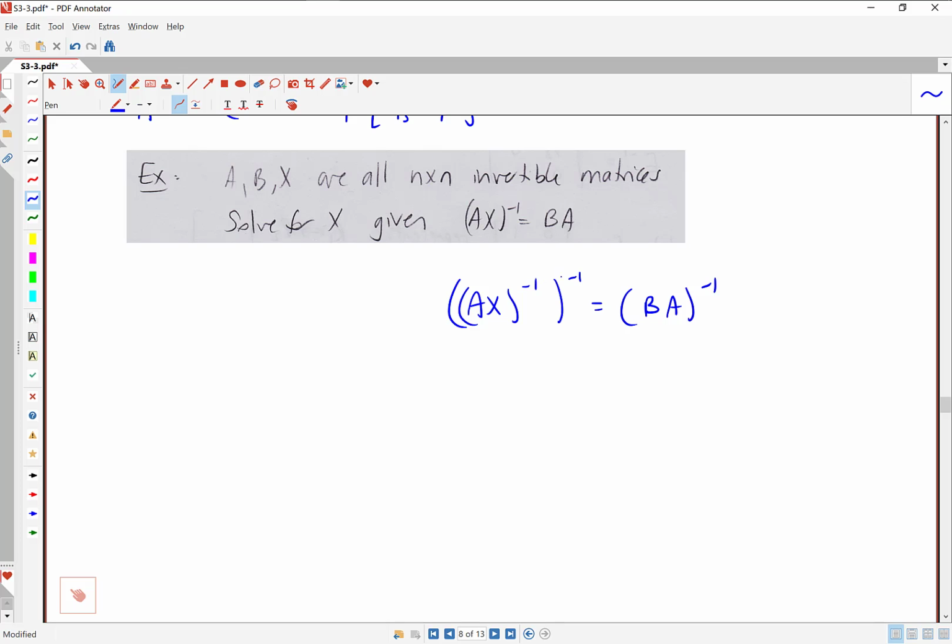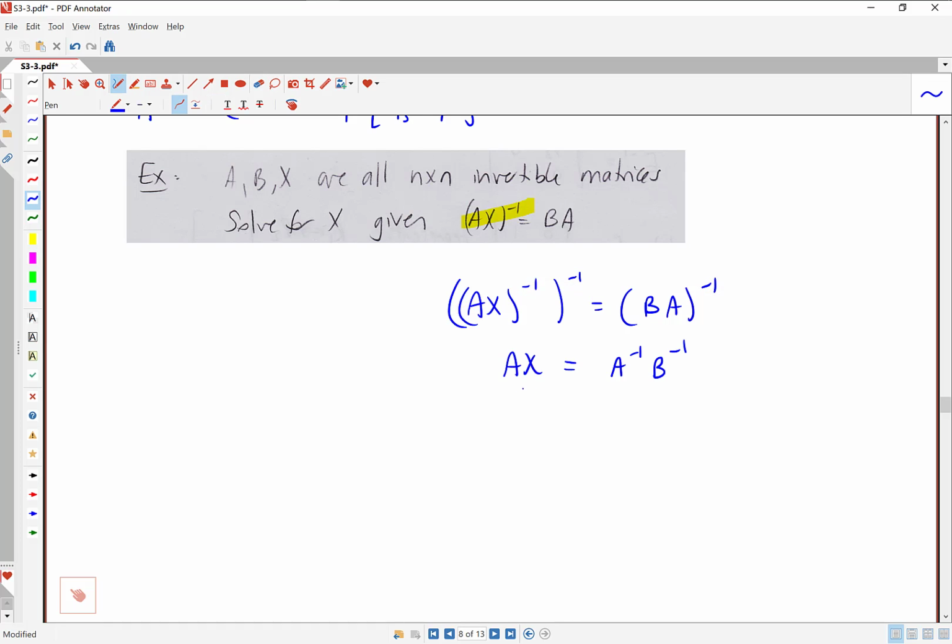We know that the inverse of an inverse just gives us back our original matrix. So we would have AX on the left. And on the right side, we could use the socks and shoes property just to write that as A inverse, B inverse. So we know it was safe to apply the inverse to both sides here because we were told from the equation that we were given that AX is an invertible matrix. Just by seeing the inverse of AX in this formula, we know AX is an invertible matrix, and therefore we know that its inverse is an invertible matrix.